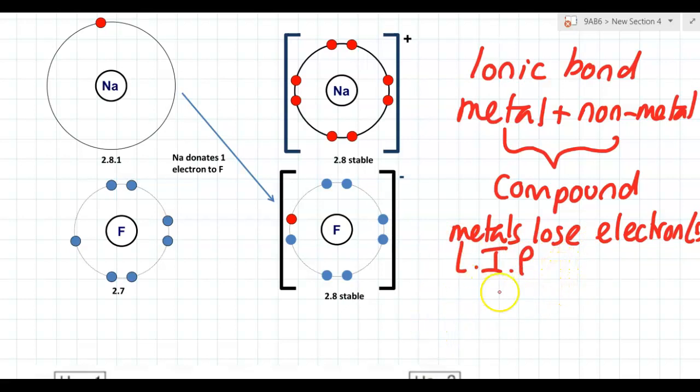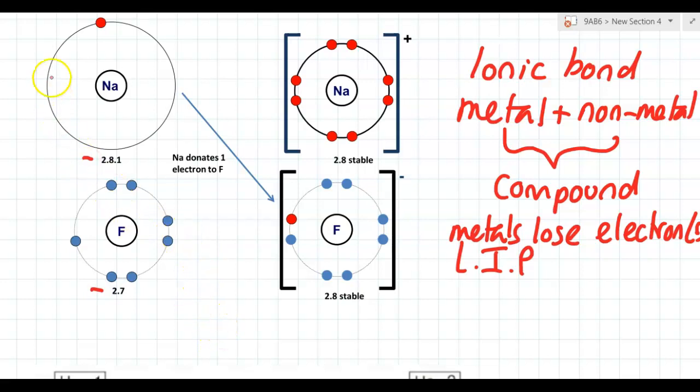The opposite is true for non-metals. So in our diagram here, we've shown what happens in the ionic bond between sodium and fluorine. Only the outermost shell of electrons has been shown. Here's the electron arrangement of sodium. Here's the electron arrangement of fluorine.